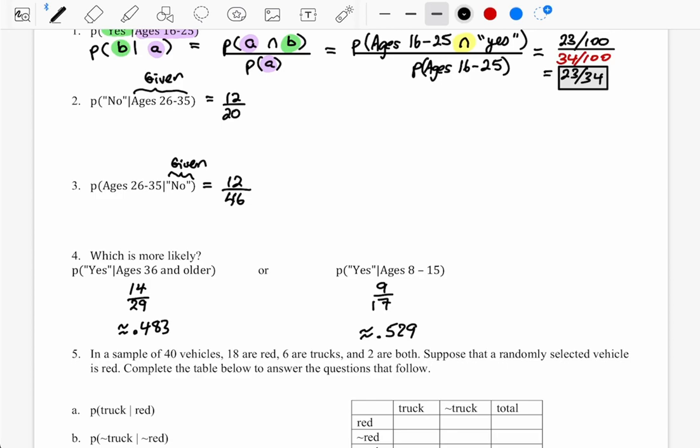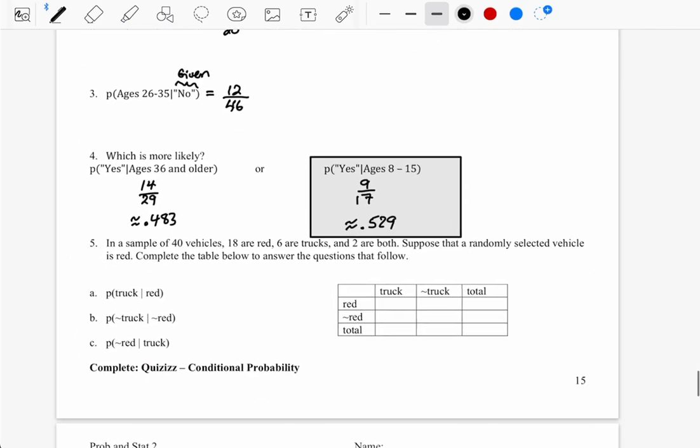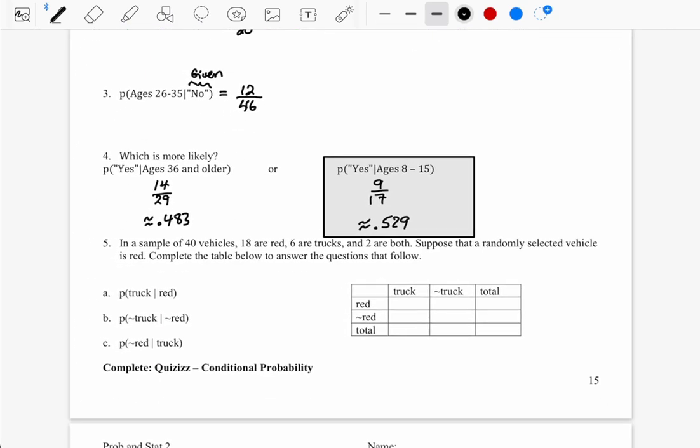So we can answer the question of which is more likely. This one is more likely. If they were the same, then I wouldn't be able to answer the question. If they're different, that's how we know that we can actually answer the question and decide which one is more likely.